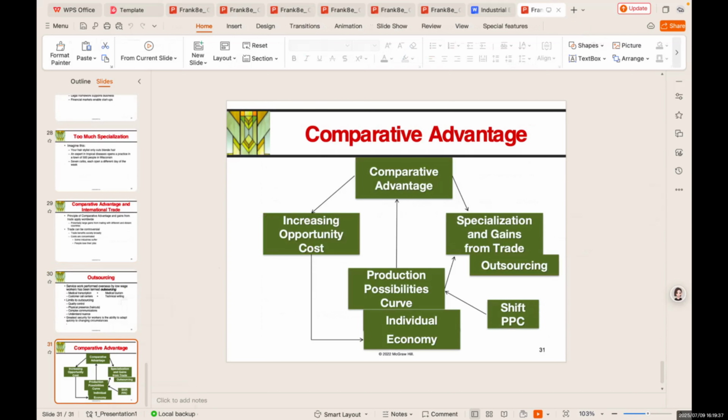So today we've got a further awareness about comparative advantage and opportunity cost through the production possibilities curve. And we introduced the benefits and limitations of specialization and trade, both at the individual level and the national level. So that's all for today's lecture.